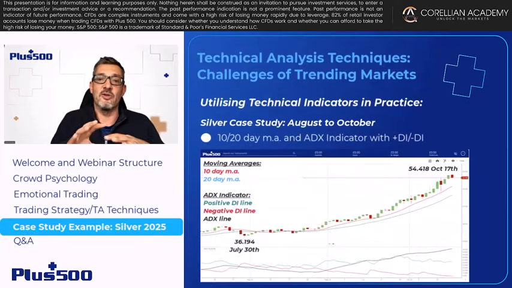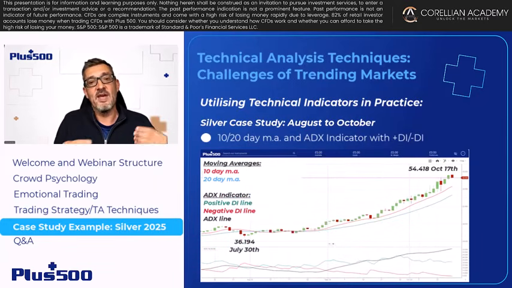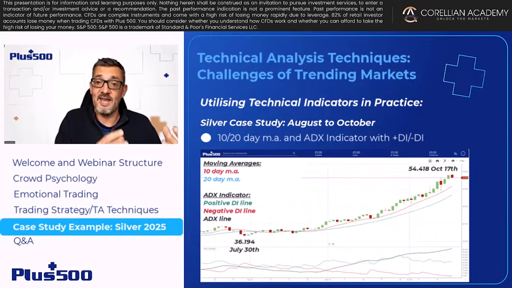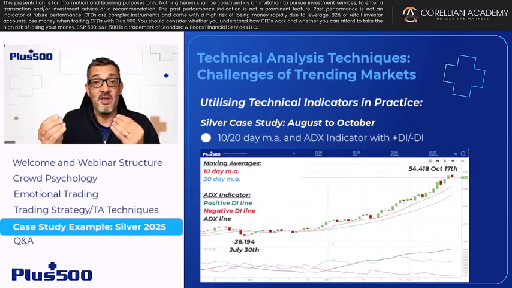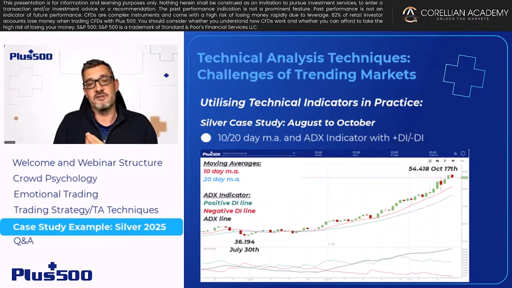Now, it's always good to look at these technical indicators in practice. And so to end today's webinar, I want to look at a recent case study of silver. Just for consistency, I'm using a daily chart, but these indicators can be used over any time frame. On this chart, I've included a 10 and 20-day moving average and the ADX line together with the positive and negative directional indicator lines. The impressive up move in silver may have seen many traders question if the advance could continue, having seen such a strong move already.